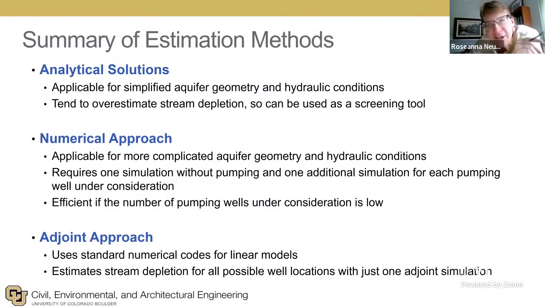If you have multiple well locations that you want to consider, you have to run one simulation for each possible well location. So the forward numerical approach is efficient if you have just a few wells, but if you have lots of well locations you want to consider, then the adjoint approach is going to be much more efficient.